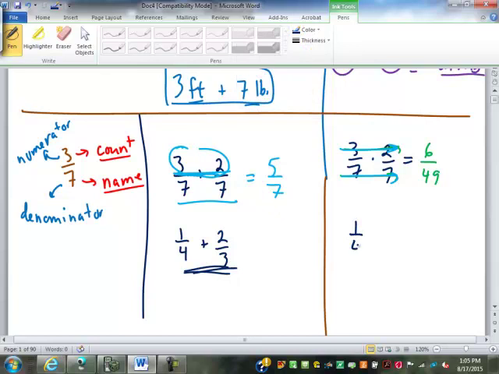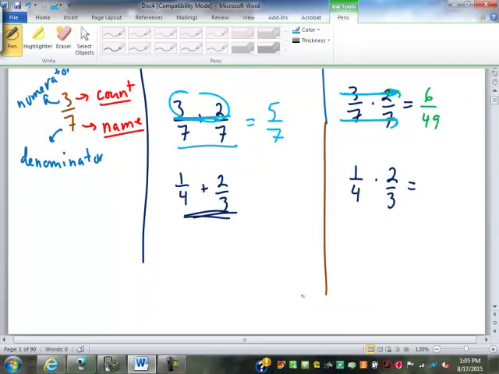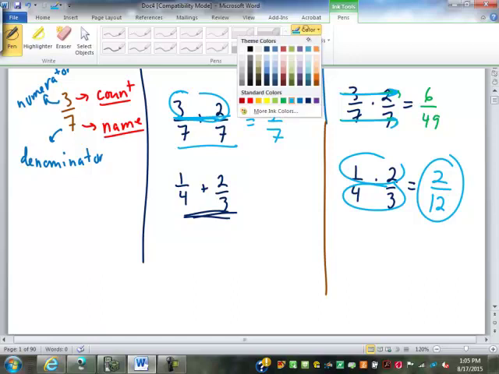And let's look at our 1/4 times 2/3. Again, we don't need a common denominator to multiply, because when we multiply, we do not need the same name, as we saw up here. We're just going to combine the counts. 1 times 2 is 2. And 4 times 3 is 12. Now, a lot of you probably look at that and realize you can reduce that, and we can. When we get to fractions in more detail, we'll talk about reducing those.